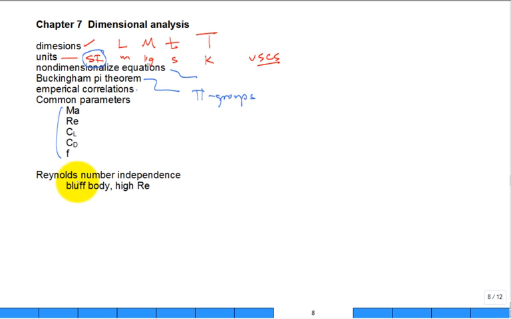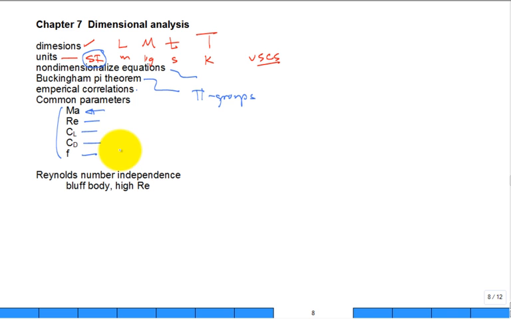There's some common parameters. What's MA? Mach. What is it defined as? Ratio of? Speed to the speed of something of the fluid. What speed? Speed of sound. What is Reynolds number? Inertial to viscous. What is C sub L? Lift coefficient, lift force, cast in dimensionless form. You divide it by the dynamic pressure area, and then the drag coefficient, and then the friction factor.